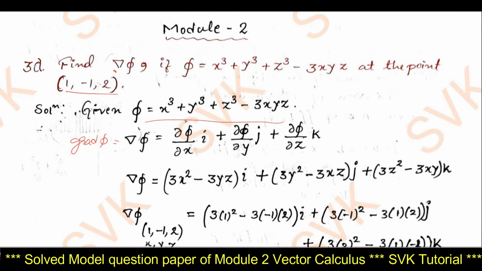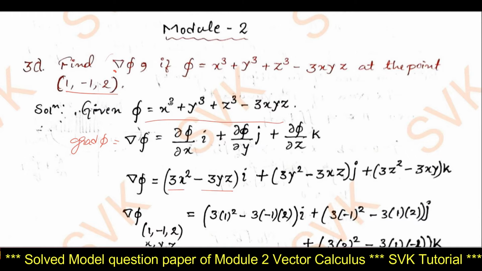What is the partial derivative of phi with respect to x, treating y and z as constant? Just differentiate the term containing x. Derivative of x cube is 3x square. Derivative of y cube is 0 since it is a constant term. In 3xyz, y and z are constant, so the derivative of x is 1. That's why I have written minus 3yz i.